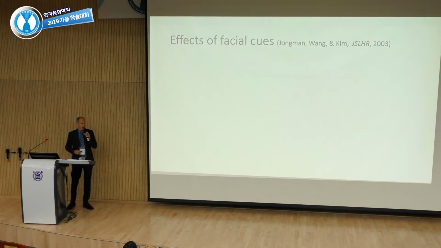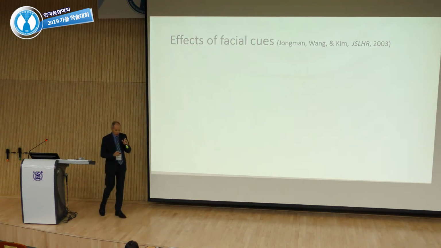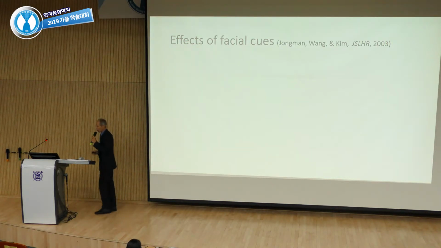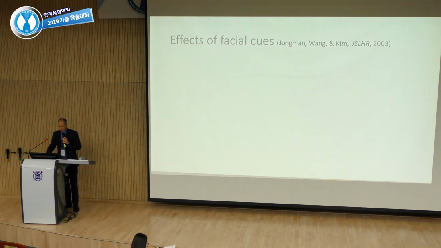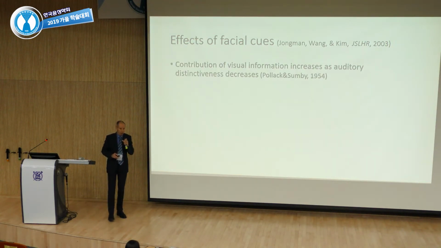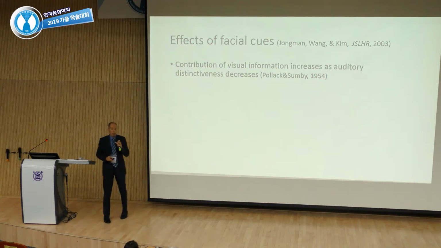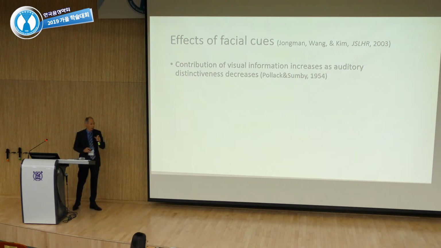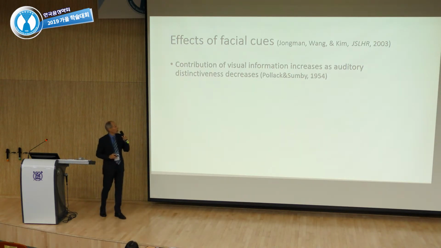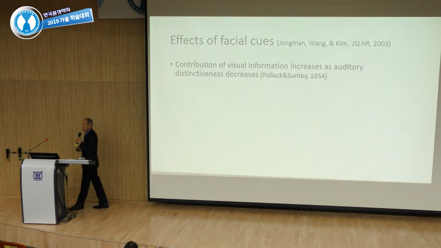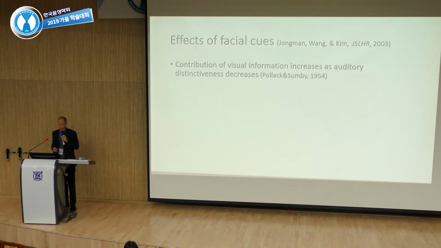What about the second part, the effect of facial cues? And I should mention that this is a study we did with Yu Wang, who was a graduate student at the time, and Brian Kim, who was an undergraduate student at the time. And so now what we did was we focused on the non-sibilant fricatives. There's another classic paper that came out at about the time that Miller and Nicely came out, Pollack and Sumby, that Dennis Burnham already briefly referred to this morning. And what they had shown was that the contribution of visual information increases as auditory distinctiveness decreases.